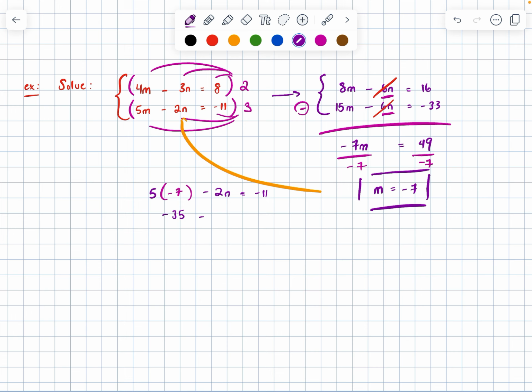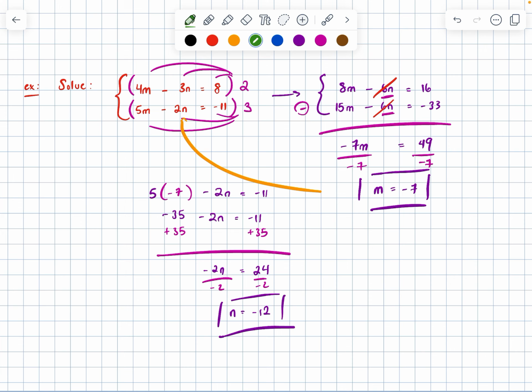5 times negative 7 is negative 35. I have minus 2n equals negative 11. Adding 35 to both sides. On the right side, 35 minus 11 is the same as negative 11 plus 35. That would be equal to 24. And I had negative 2n over here on the left. Dividing both sides by negative 2 tells me that n is equal to negative 12. As an ordered pair, m comes before n in the alphabet. Therefore, I could say that negative 7 will come before negative 12 in our ordered pair.